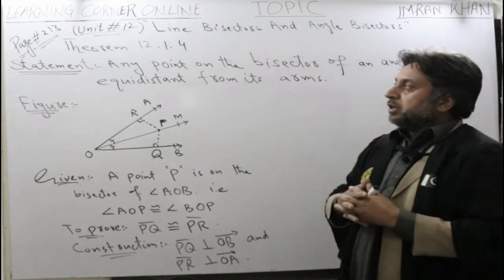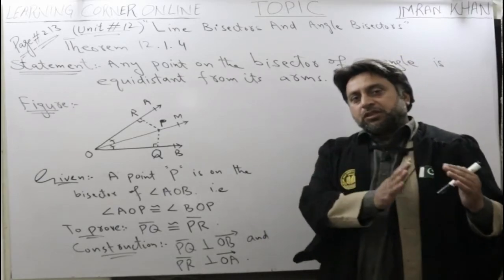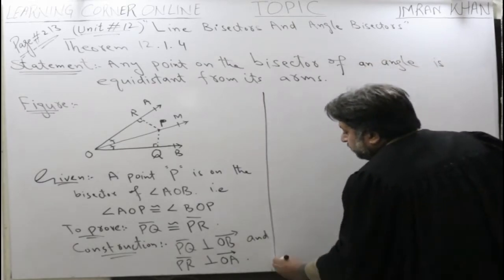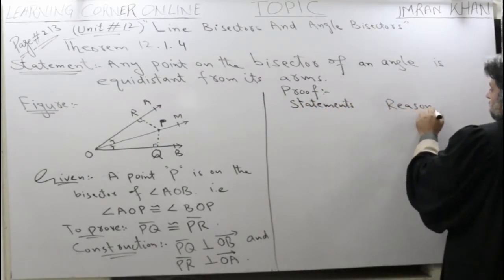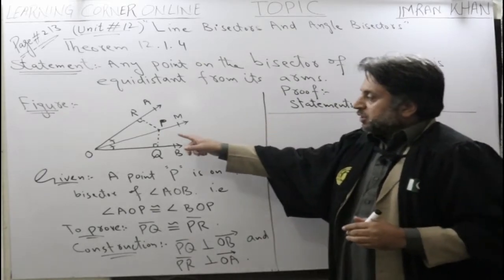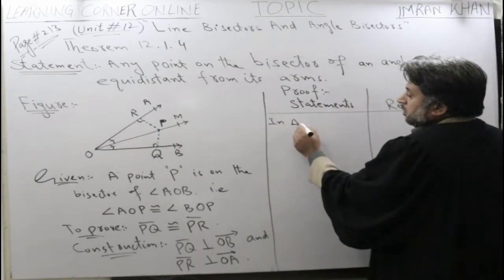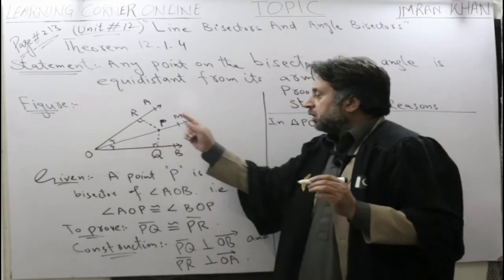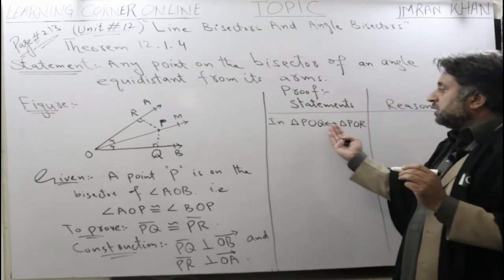Now, the most important part of the theorem is the proof. In proof, we discuss two things, subparts, which are statements and reasons. We have two triangles in this angle. The first one is POQ, and the second one is POR. Triangle POQ and POR, this sign stands for corresponding. We are checking the similarity between these two triangles.